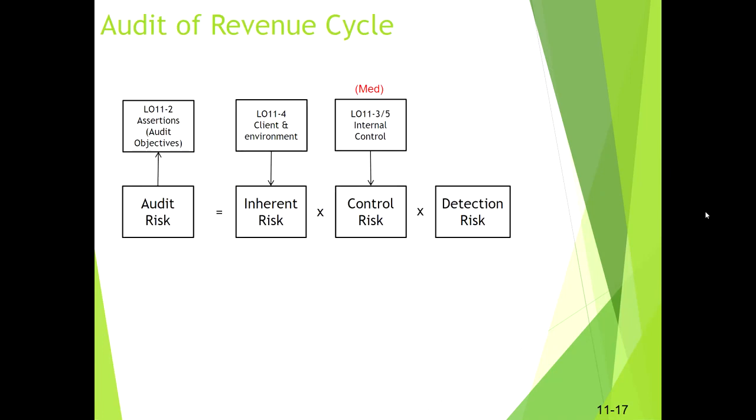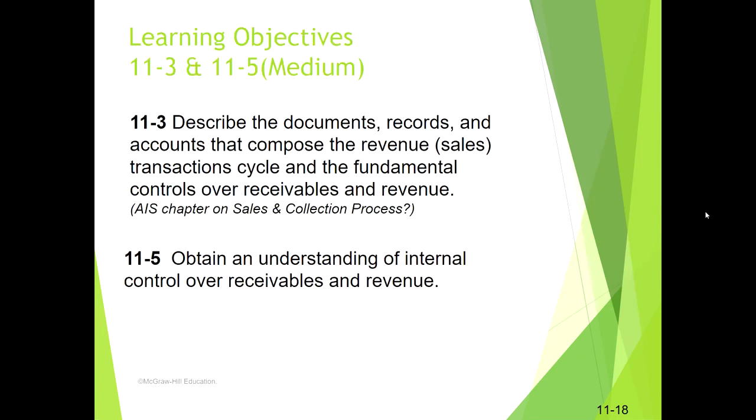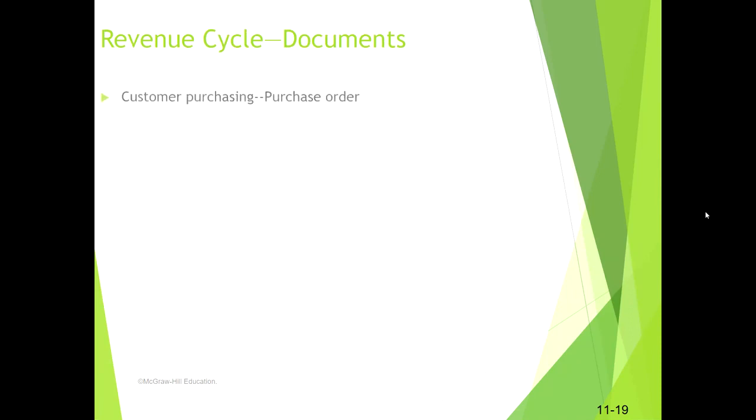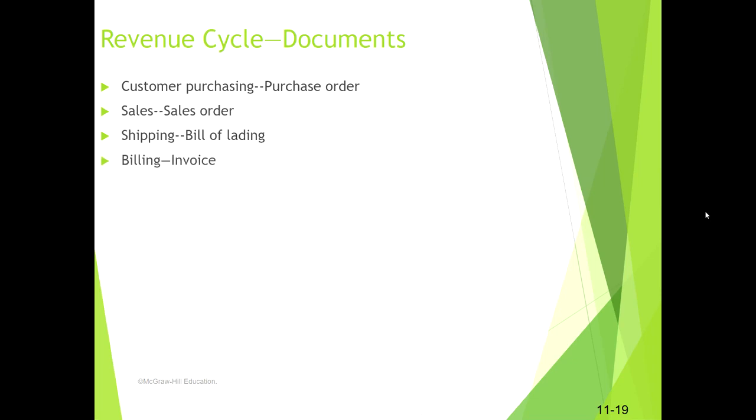The next learning objective is around internal controls. Objectives 3 and 5: understanding the process, basically the revenue cycle, and then including the controls, and then how do we go about, as auditors, that's learning objective 5, obtaining an understanding of the specific internal control for our client, right? So, big picture, there are different documents that go into this process.